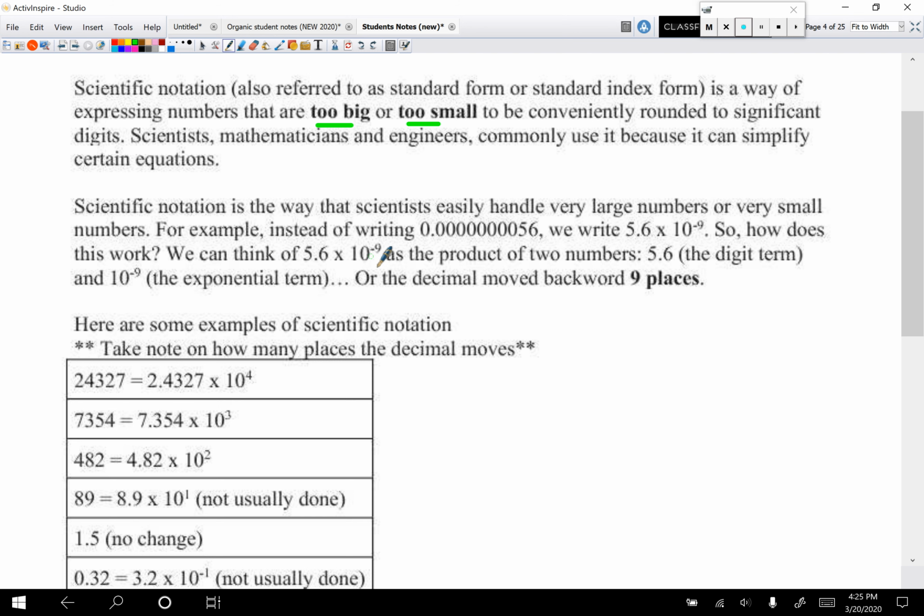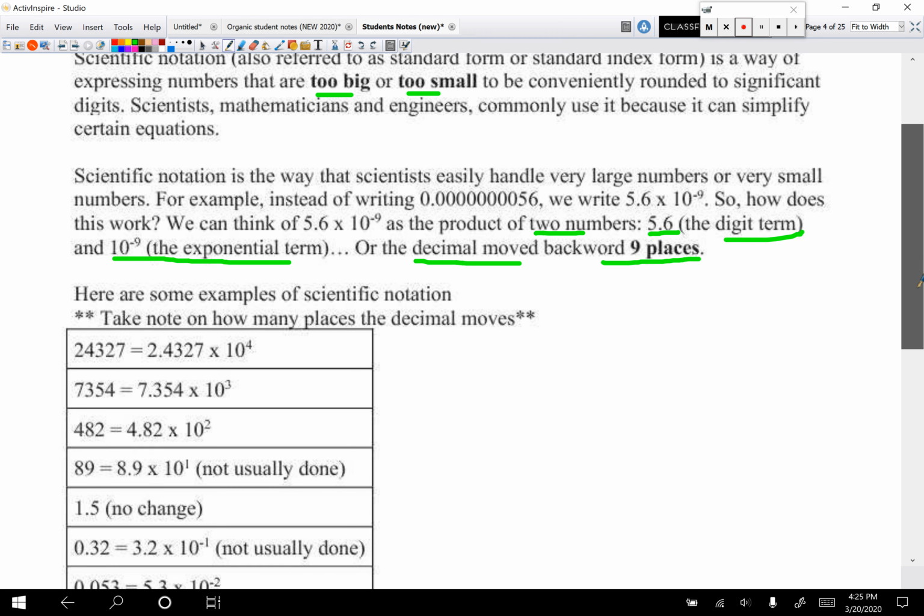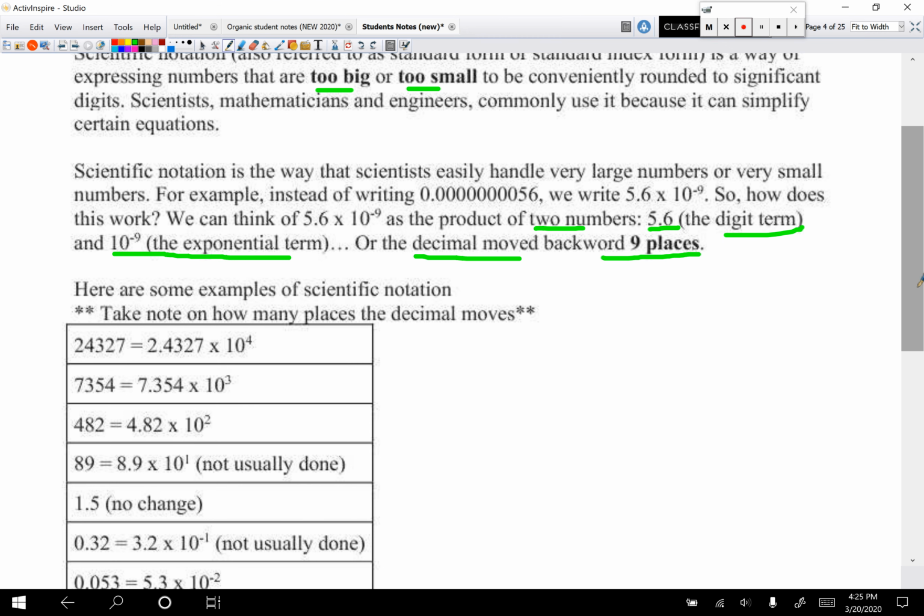So how does this work? We can think of 5.6 times 10 to the power of -9 as a product of two numbers, one being 5.6, that's the digit term, and the other one, 10 to the power of -9, that's the exponential term. This is how many places the decimal moves backwards, 9 places, negative, going backwards or to the left.